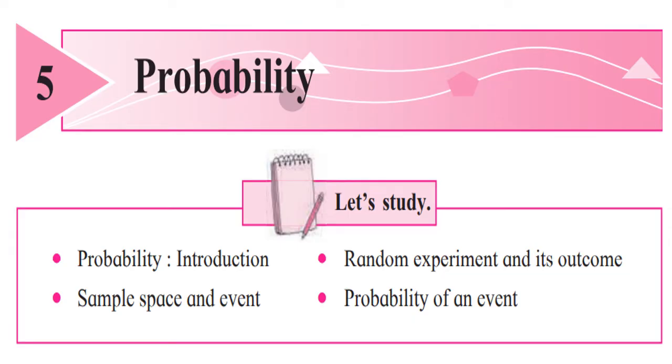And in this chapter, we have discussed all the topics: probability, the meaning of probability. Then we have seen what are random experiments and their outcomes. Then we have seen sample space and event. And afterwards, we have seen probability of an event. Also, we have seen the formula for probability. Let's revise that formula once again.